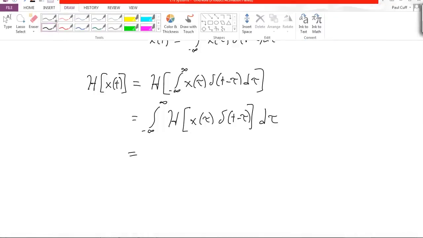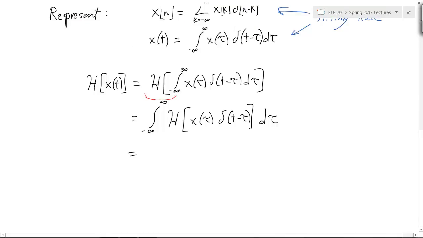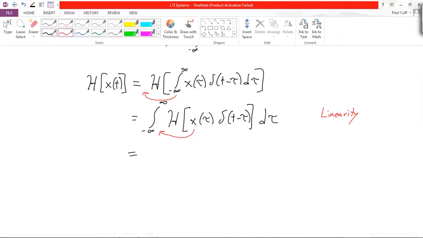Okay, so let's do this. Integral comes out. X of tau comes out. This is by linearity. Tau is a variable. This is a signal that's a time signal, t, and we're saying let our system h operate on this signal. It has a constant x of tau multiplied by the signal, which is a delta function. Okay, so we need to figure out what does the system h do to that delta function. Well, first of all, because x of tau is just a scaling parameter on that delta function, it can come out by linearity.